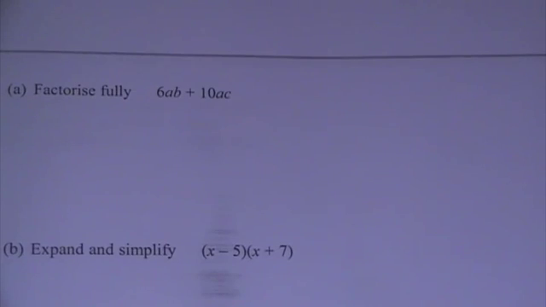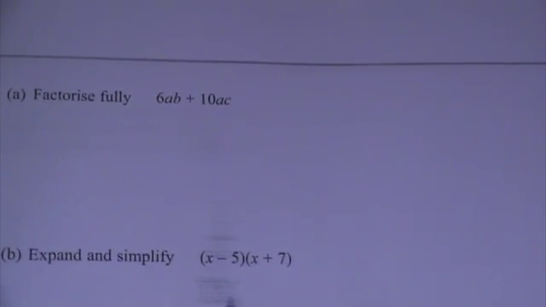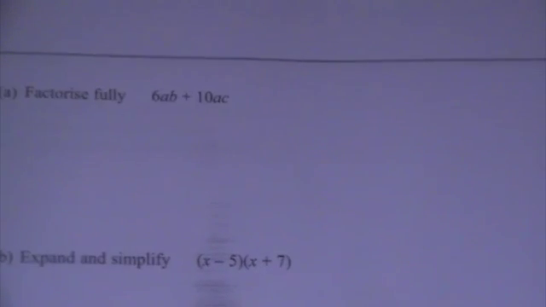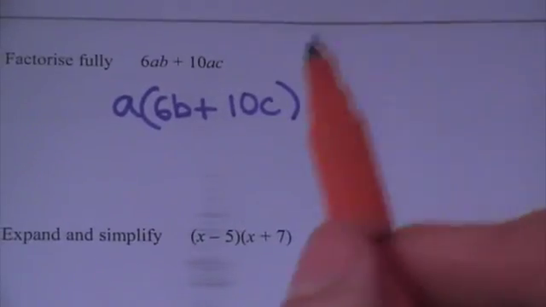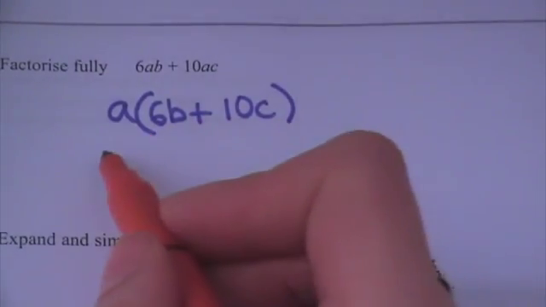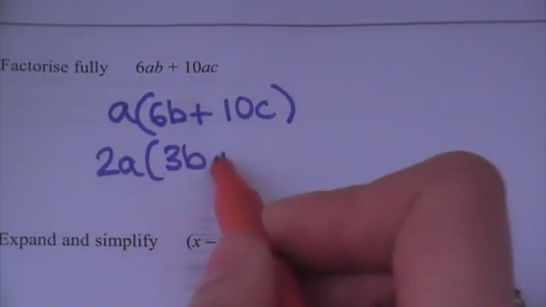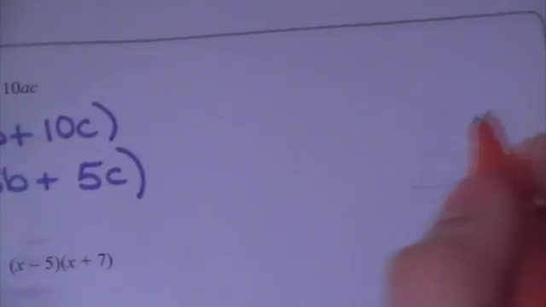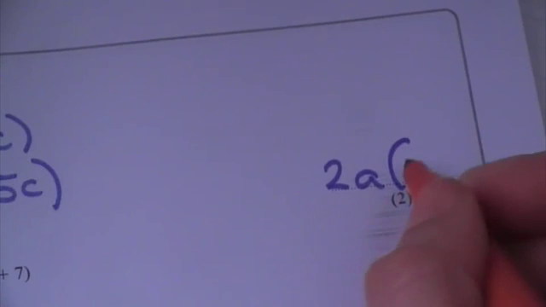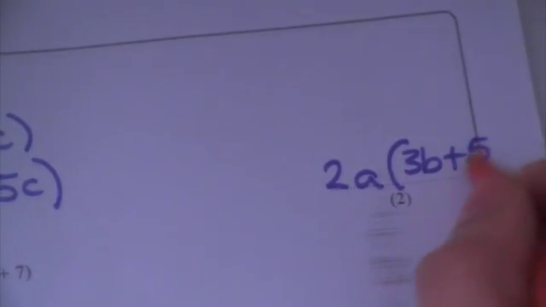Question 12a. Factorise fully 6ab add 10ac. So first thing, we can see that there's an a in both of those. So if we were to pull a out, a times what equals 6ab, so it'd be 6b, and then a times what equals 10ac, so it'd be 10c. And then if fully factorised, we can also see that 2 is a factor. So if we pull out 2, we would have 3b, because 2 times 3 makes 6, add 5c. So my answer is 2a in brackets, 3b, add 5c.